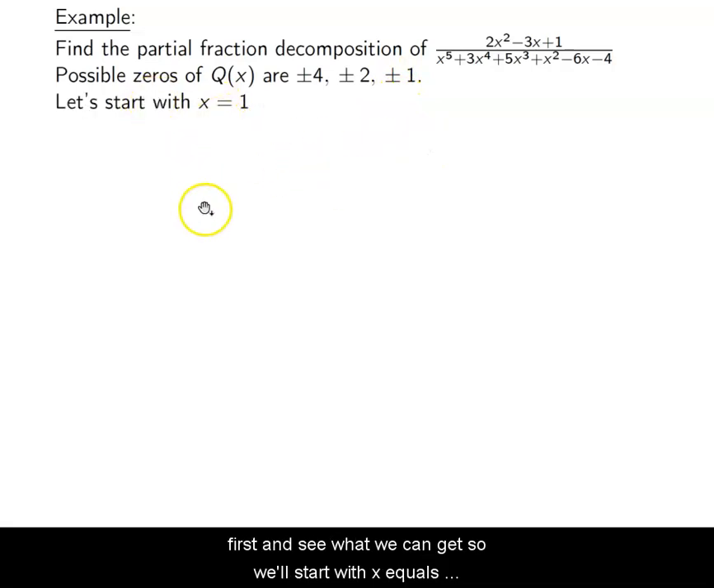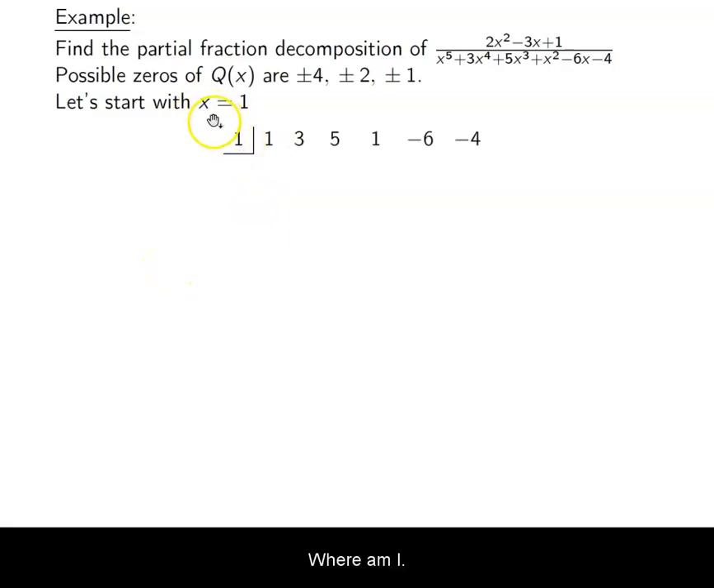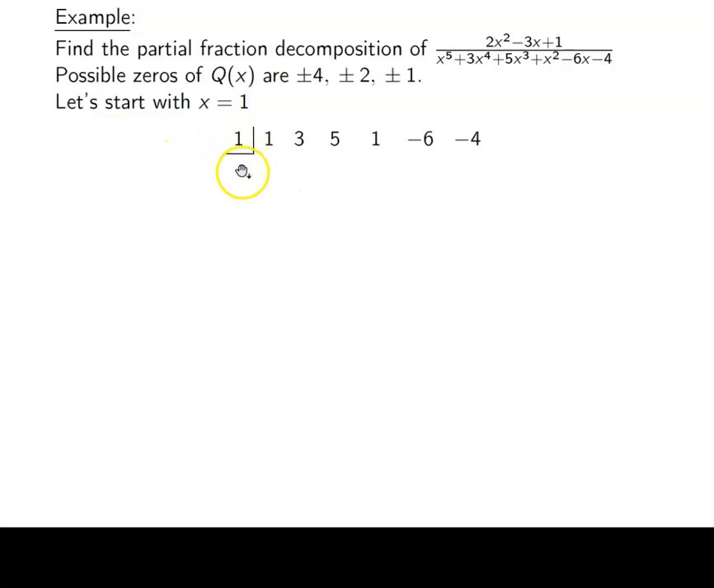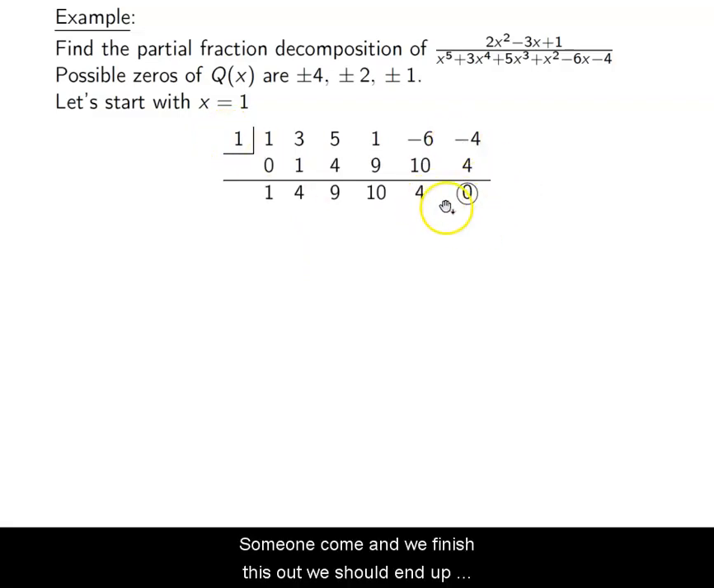So we'll start with x equals 1. When it's x equals 1, we do use 1 here, but the factor will be x minus 1. So using the decomp, we start with 0. I'm not going to go super slow through this because we've already done it. We add it together, multiply the result, and when we finish this out, we should end up with 0. So add, multiply, add, multiply, add, multiply, add, and we get 0 out.